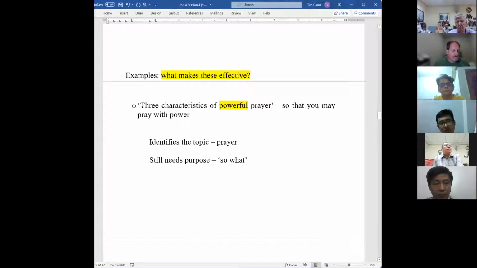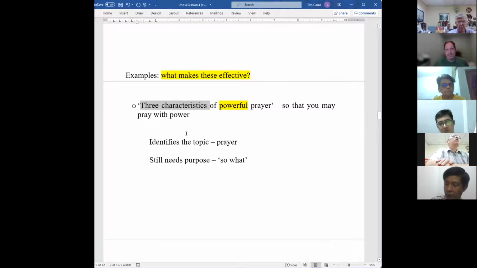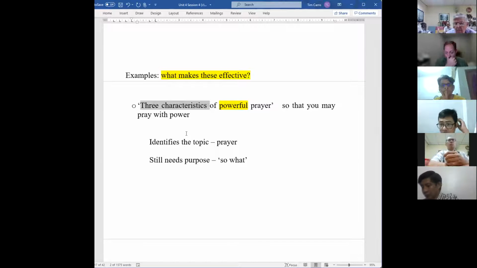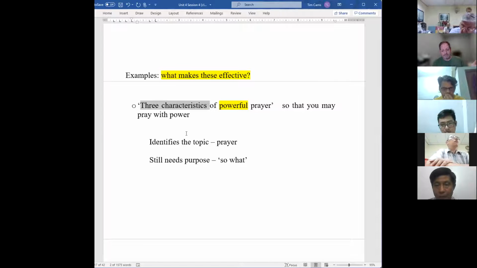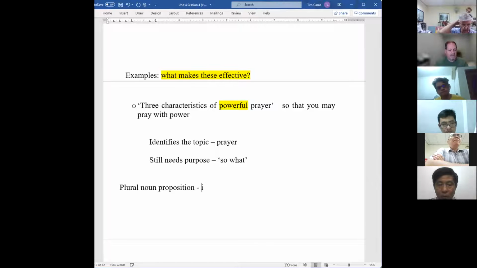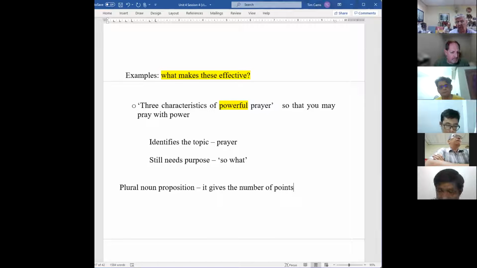By including the number, this is basically telling you the number of points in your sermon, right? There are 3 characteristics. So today we're going to look at 3 characteristics of powerful prayer, so that you may pray with power according to God's will. But 3 characteristics gives your hearers a direction. They're going to be looking for how many characteristics? 3. Sometimes this is called a plural noun proposition, in that it gives the number of points you're going to describe in your message, and it makes it easier to follow.